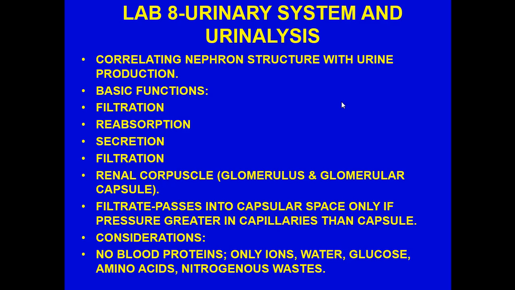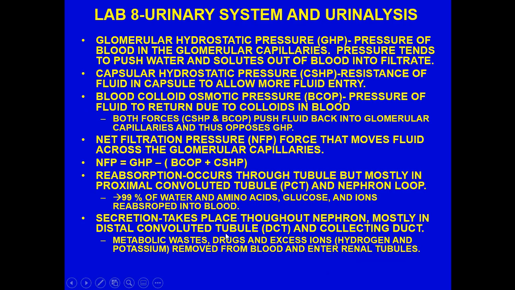Considerations: you can't have blood proteins, only ions, water, glucose, amino acids, nitrogenous waste. When you start showing up with blood proteins, there's something radically wrong with the basic healthy filtration that one would be seeing, because blood proteins should not be showing up in the urine.